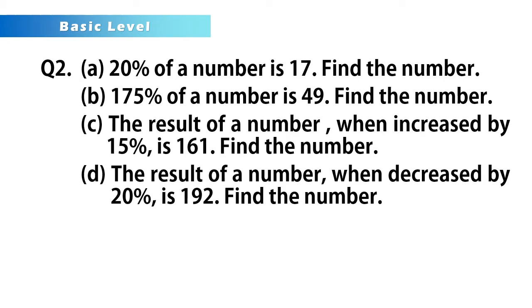Part A, 20% of a number is 17. Find the number. Part B, 175% of a number is 49. Find the number. Part C, the result of a number, when increased by 15%, is 161. Find the number. Part D, the result of a number, when decreased by 20%, is 192. Find the number.